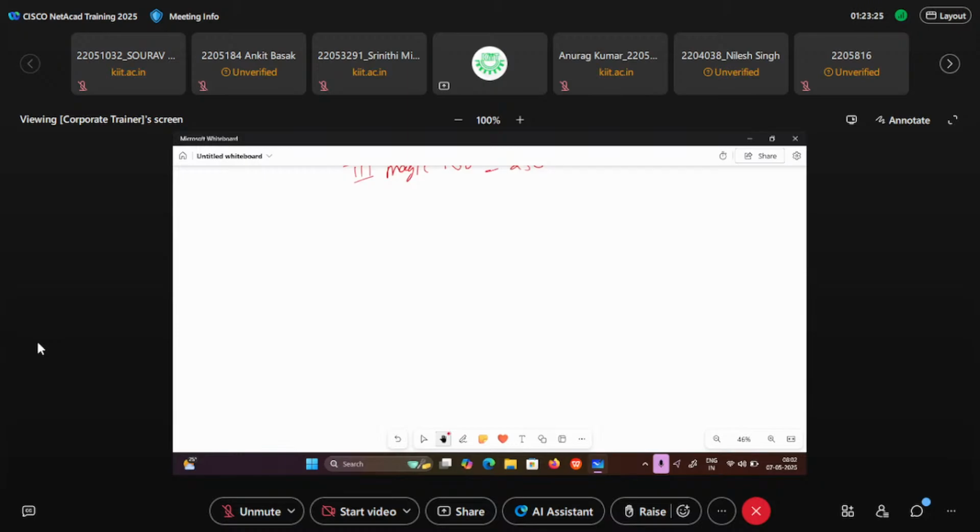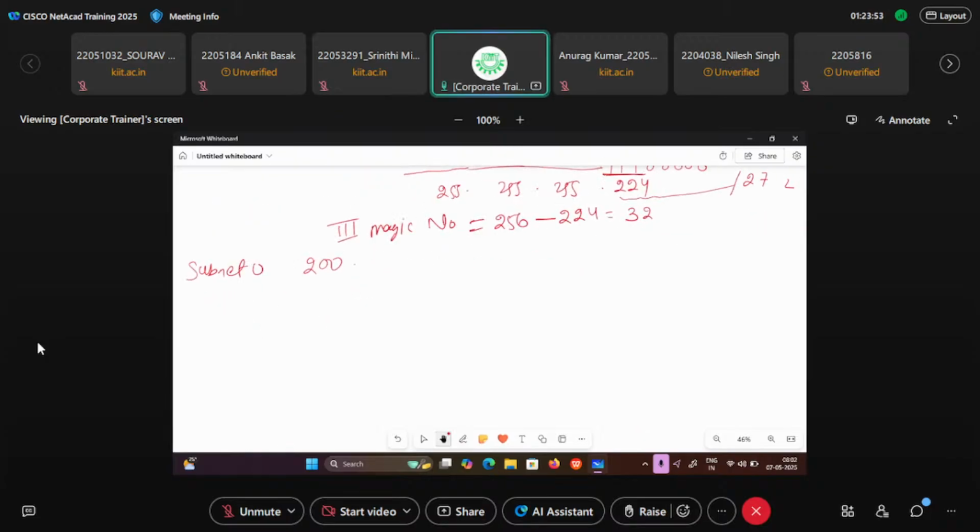Let's start with that subnet 0. What is the ID of subnet 0? As you have seen, your network ID. What was your network ID? Is this a new problem? No, same problem. So what is the network ID? Initially, what network ID did we use?